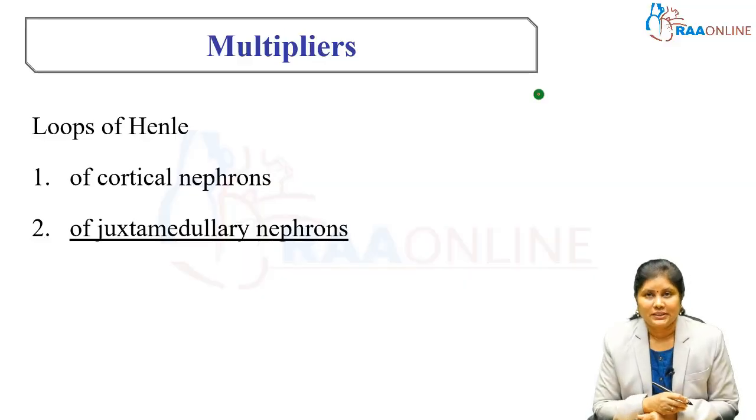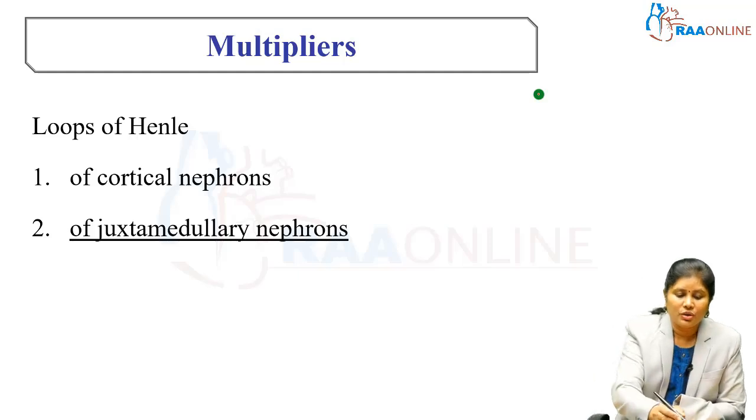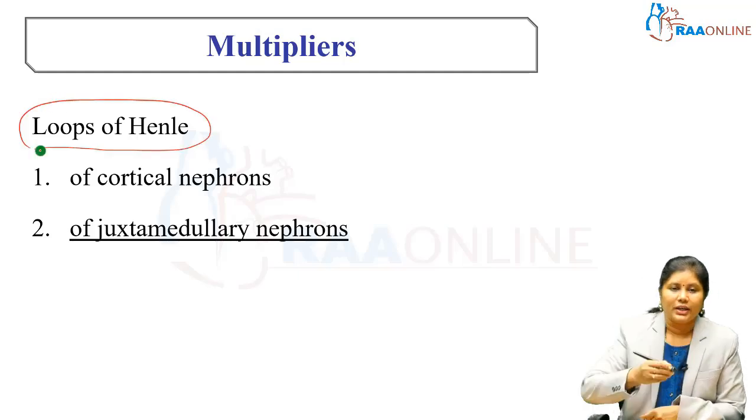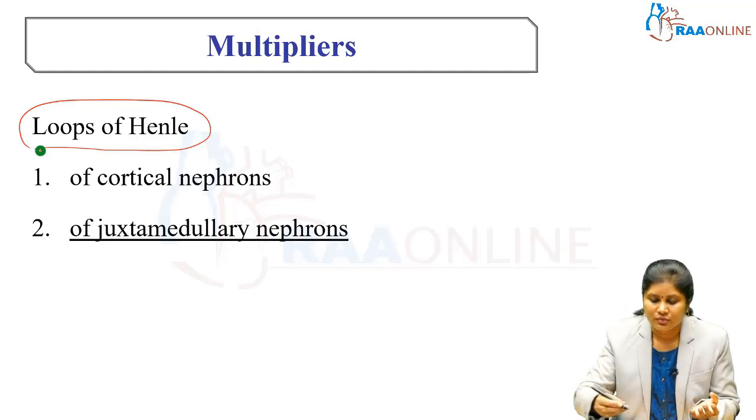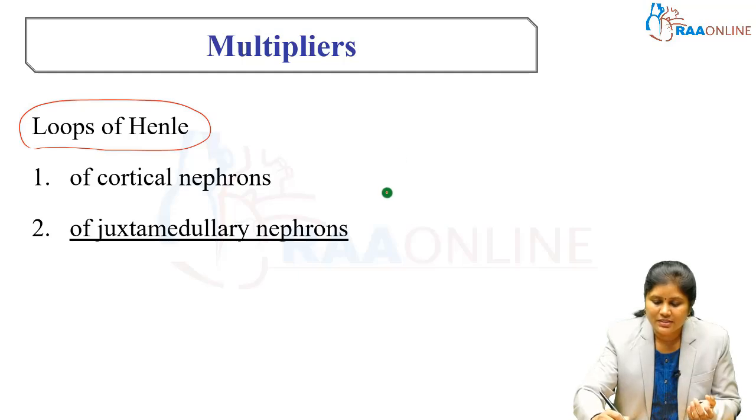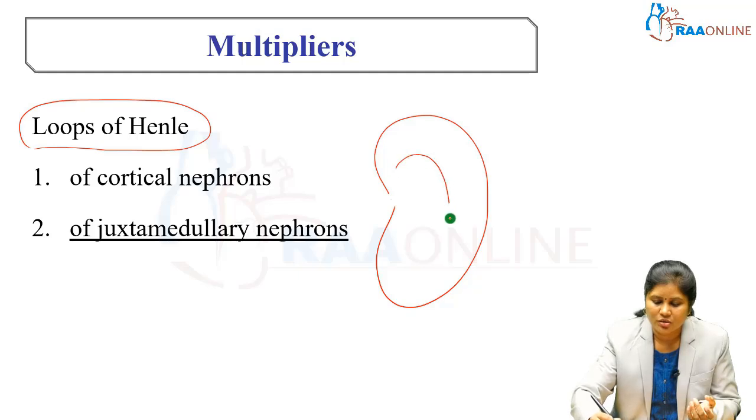The multipliers, the countercurrent multipliers, are done by the loops of Henle. Now, there are two kinds of nephrons in the kidney. One is the cortical nephrons, the other one is the juxtamedullary nephrons. See, for example, if this is a kidney, this area is the cortex, and this is the medulla, right.